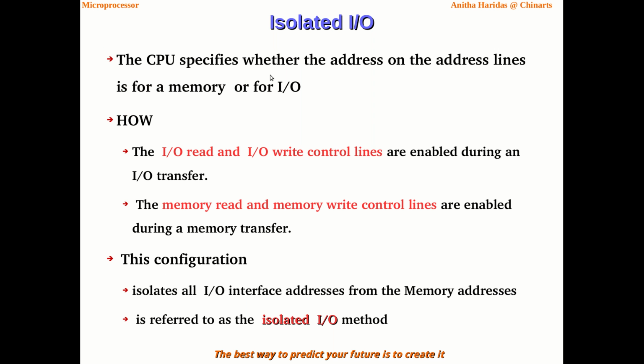Now the CPU specifies whether the address on the address line is for a memory or input output. How will it be doing it? The input output read and input output write control lines are enabled during the input output data transfer, or if it is going to be a memory transfer, the memory read and memory write control lines will be enabled. And this configuration isolates all input output interface addresses from the memory address. That is why we call it the isolated input output method.